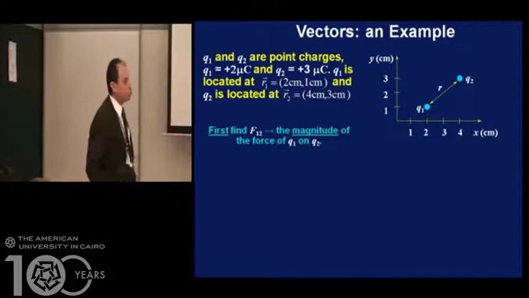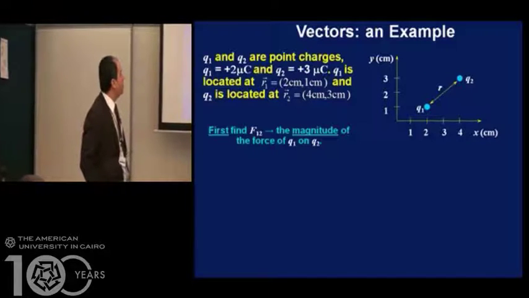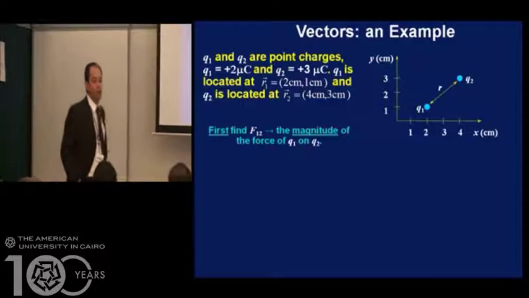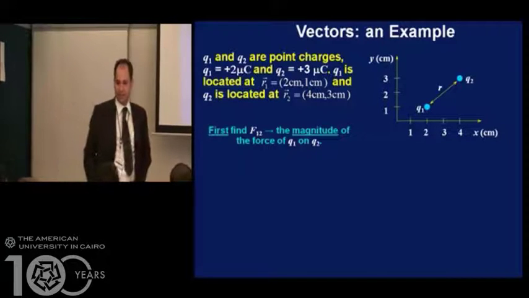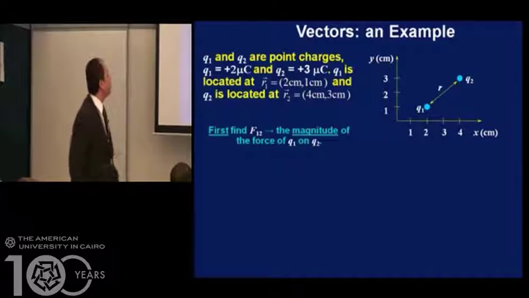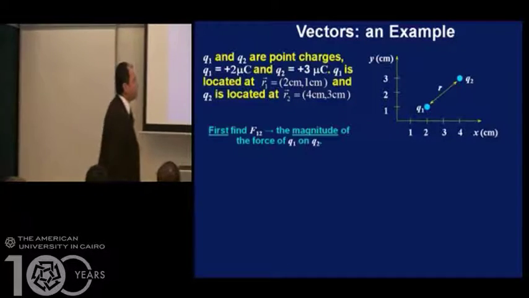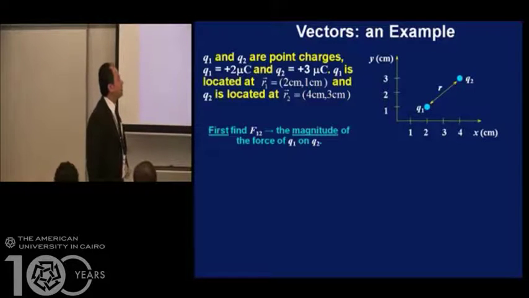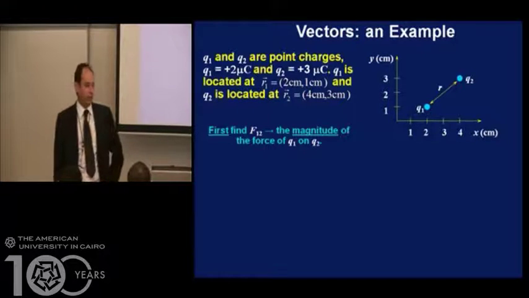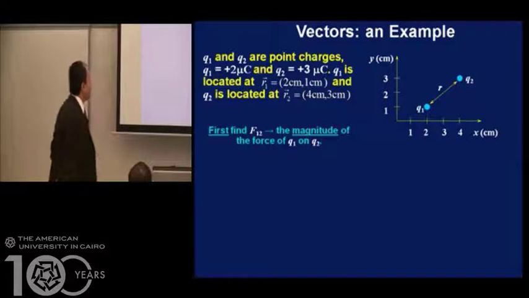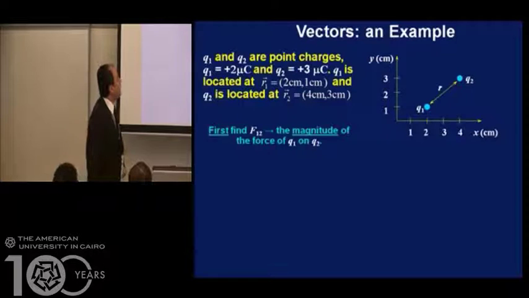So assume that we have two charges, Q1 and Q2, as you see on the figure. Q1 has a charge of 2 microcoulombs. Micro is 10 to the power minus 6, so 2 times 10 to the power minus 6 coulombs. And charge number 2 has a positive 3 microcoulombs. Q1 is located at R equal to 2 centimeter and 1 centimeter. That means it's at a position of X equal to 2 centimeter and Y equal to 1 centimeter, while Q2 is at 4 centimeter and 3 centimeter.